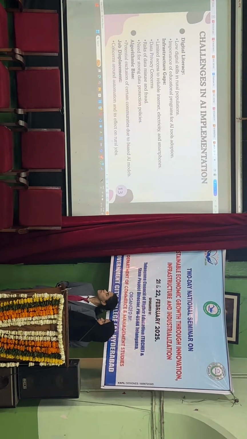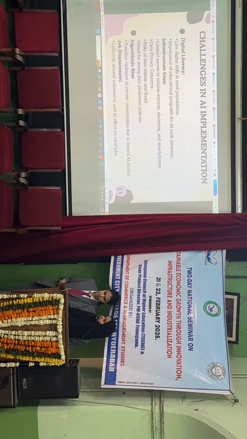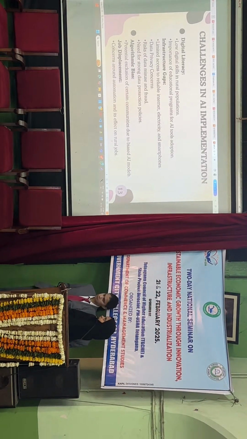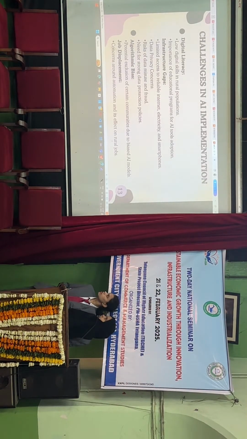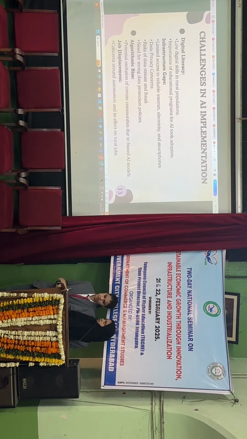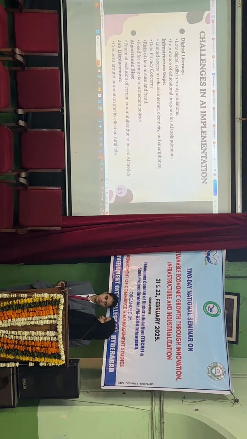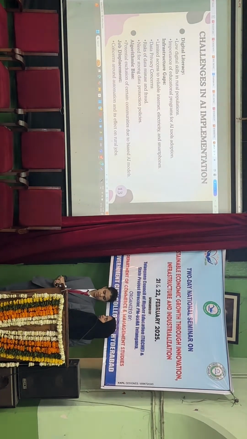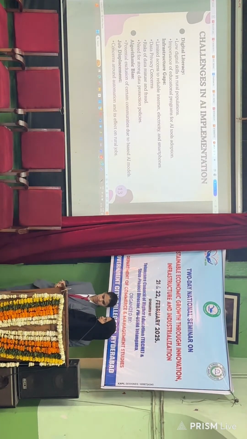What are the challenges we face in implementation of the AI? Like digital literacy, infrastructure gaps, data privacy concerns, algorithm bias, job displacement. Coming to digital literacy, like low digital skills in rural areas. Most of the people in rural areas are uneducated, so they face these problems.